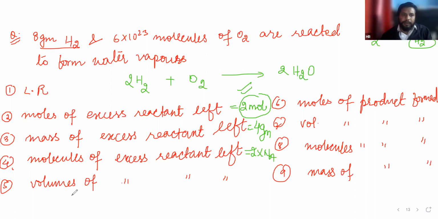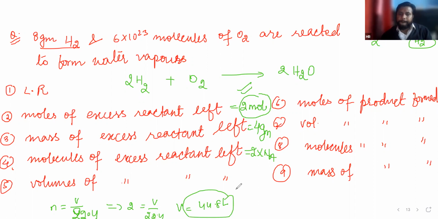Now see, volume of excess left. You know that number of moles is equal to given volume upon molar volume, which is 22.4 liter. Number of moles is 2, so V is equal to 2 times 22.4. So volume of excess left is 44.8 liter. Got it, everyone?